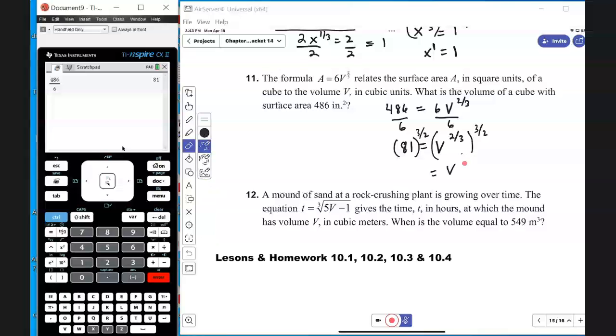We want V to be raised to the first power. So now 81 is going to be raised to the 3/2 power. But let's talk about it. You know, the 2 means the square root, so it's 9. And then 9 raised to the third power is 9 times 9 is 81. 81 times 9 should be 729. So the volume is 729 inches cubed.